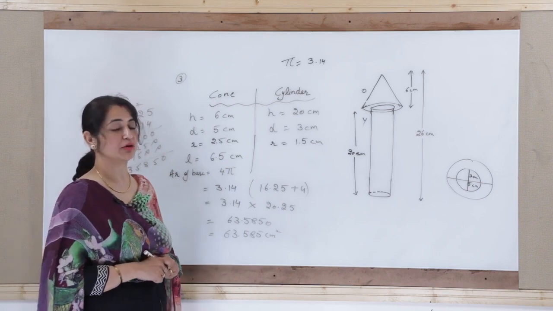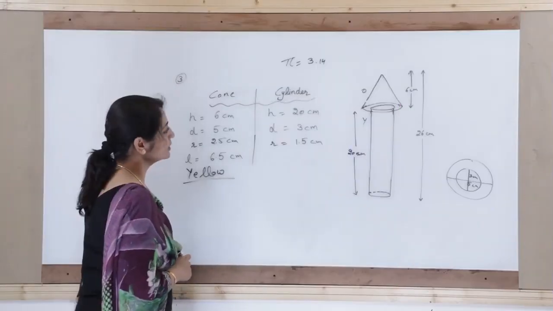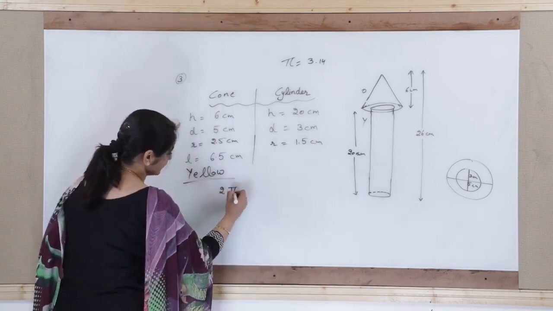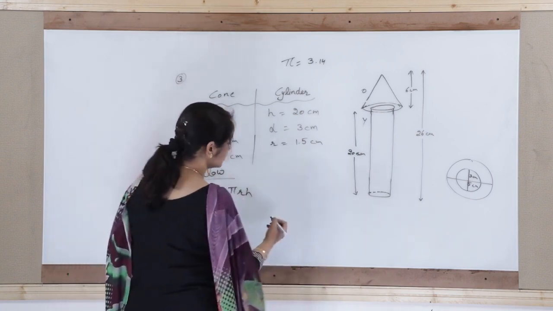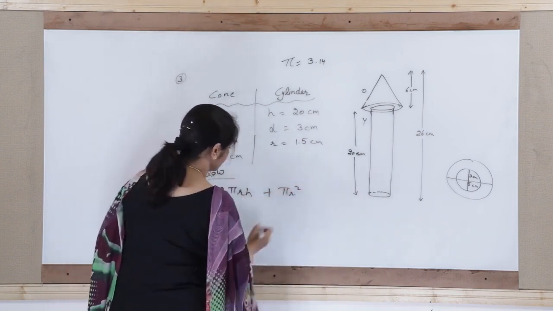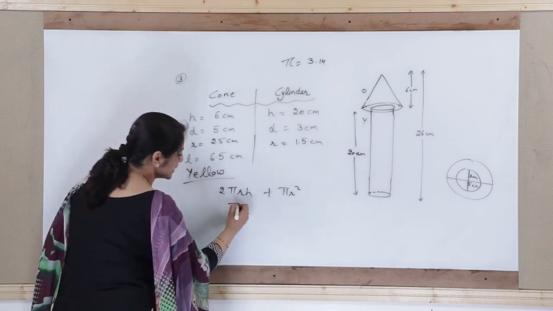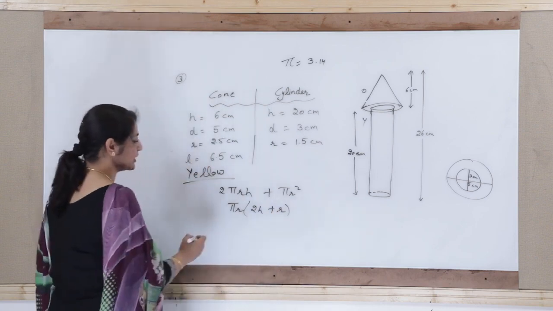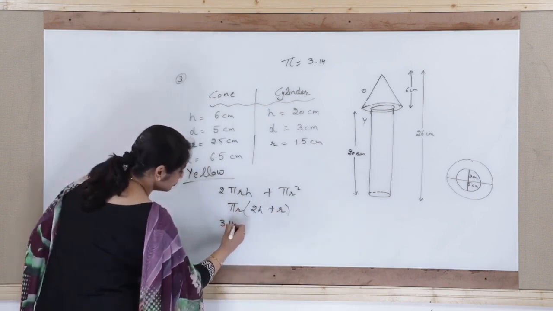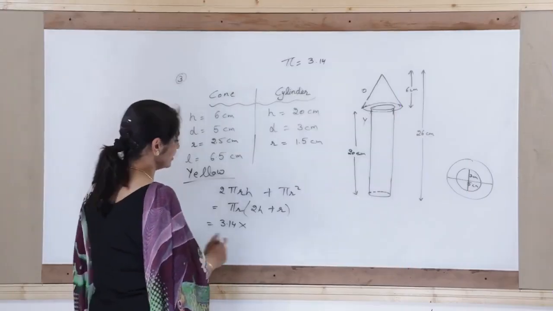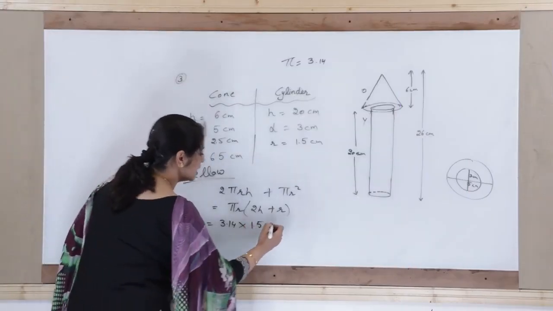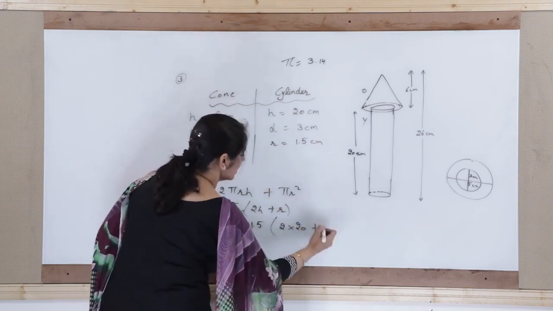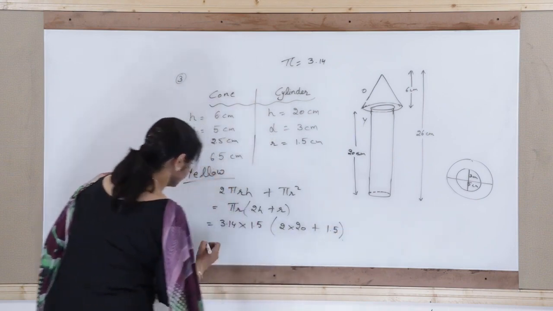Now let's calculate the area of the yellow part. For the yellow part, we just need to calculate the curved surface area of the cylinder, that is 2 pi RH, and the area of its circular base, that is pi r square. Now, is there anything common? Yes, pi r can be brought as common, and in the bracket we will have 2h plus r. Now putting the values, pi r will be 3.14 multiplied by r, which is 1.5, and in the bracket 2 into h. H here is 20 plus r is again 1.5 centimeters.